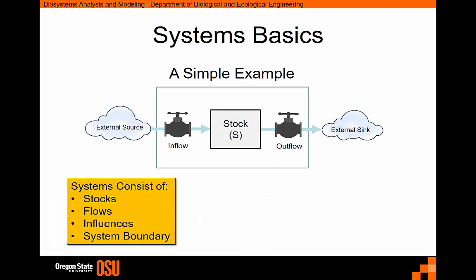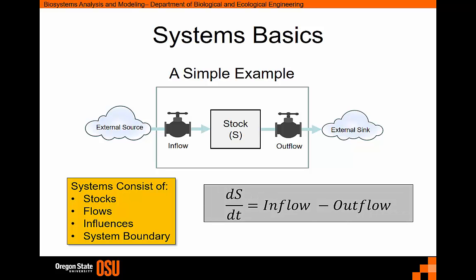To get started, let's look at a really simple system, a reservoir of water with upstream inflows and downstream outflows. We can represent this conceptually as a single pool or stock of water with two flows, one coming from upstream, one going downstream. We also show a system boundary to indicate what is internal and what is external to the system. We treat the upstream flow as an external source and the downstream flow as an external sink. Our stock, water, is moving across the system boundary for both of these flows.